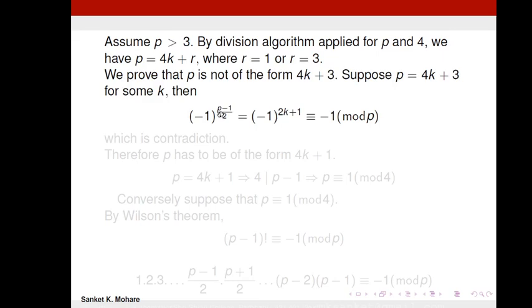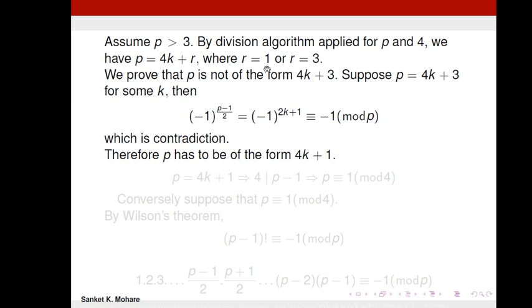So here we put the value of p. What is the value of p? 4k plus 3 minus 1, so 3 minus 1 is 2. So (4k plus 2) by 2, that is minus 1 to the power 2k plus 1. And 2k plus 1 is an odd power. Minus 1 to the power of an odd number is minus 1. So minus 1 to the power (p minus 1) by 2 is congruent to minus 1 mod p, which is a contradiction. Therefore p has to be of the form 4k plus 1.